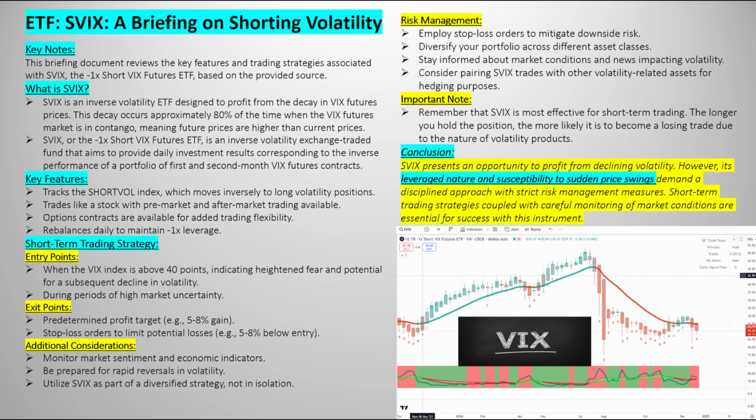Another thing your research mentions is looking for sharp, sudden spikes in the VIX that don't seem to be tied to any real news or event. So like a knee-jerk reaction in the market. Exactly. Those spikes can signal that the market might be overreacting, and as things settle down, SVIX could potentially benefit. Interesting. But even if you time it right, there's still that chance that volatility could keep going up, right?